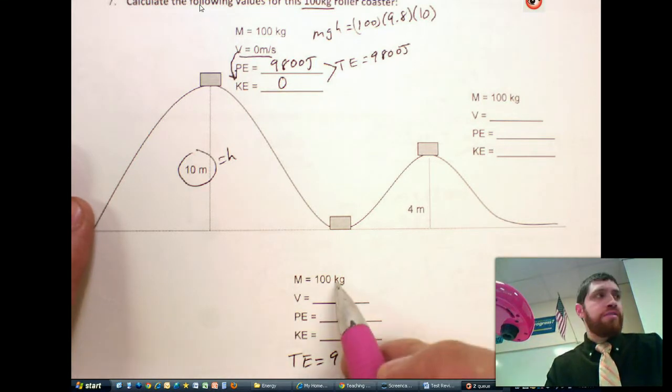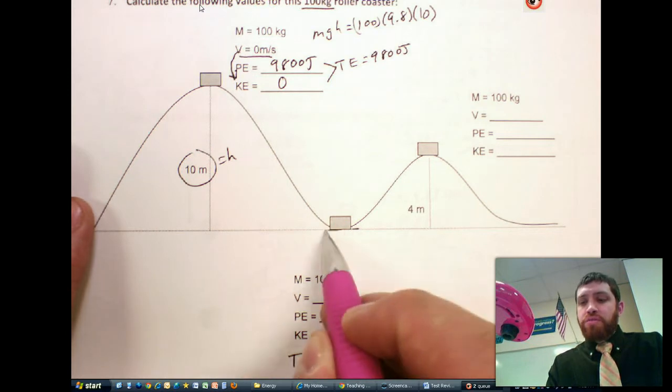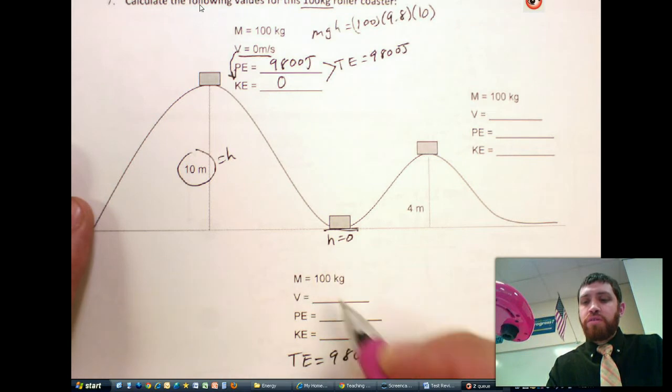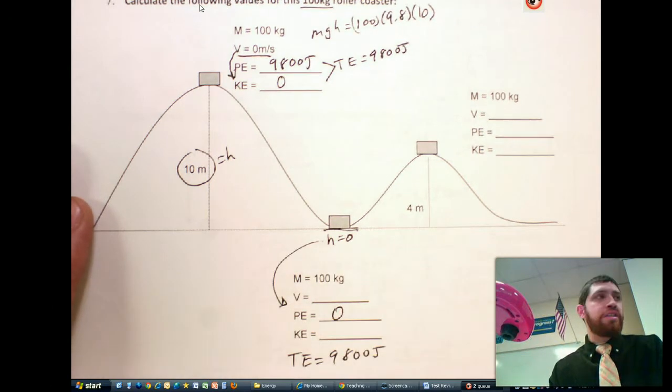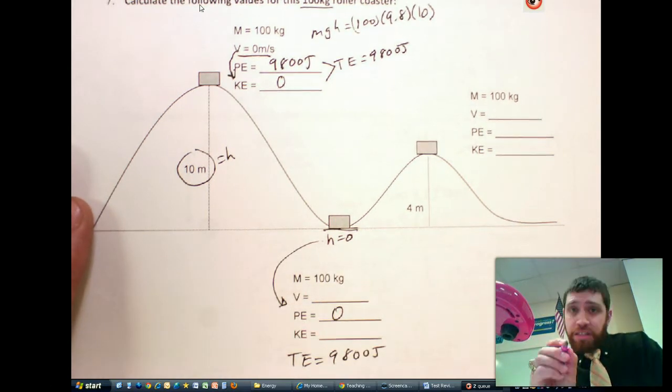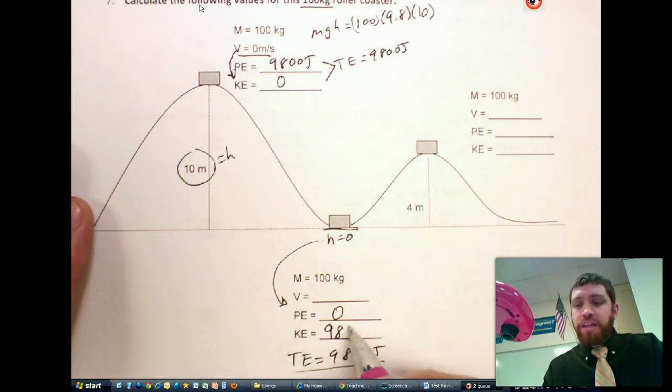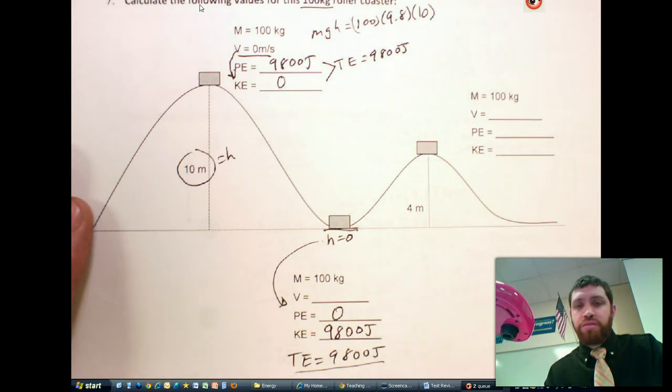Mass is 100 kilograms. At this point, the roller coaster is on the ground. There's no more potential energy because height is 0. Okay, so we'll put that in here. Potential energy is 0. And if the potential energy is 0, since the total energy is 9,800 joules, all of it now has to be kinetic energy, 9,800 joules. That's how you use conservation of energy to figure that out.